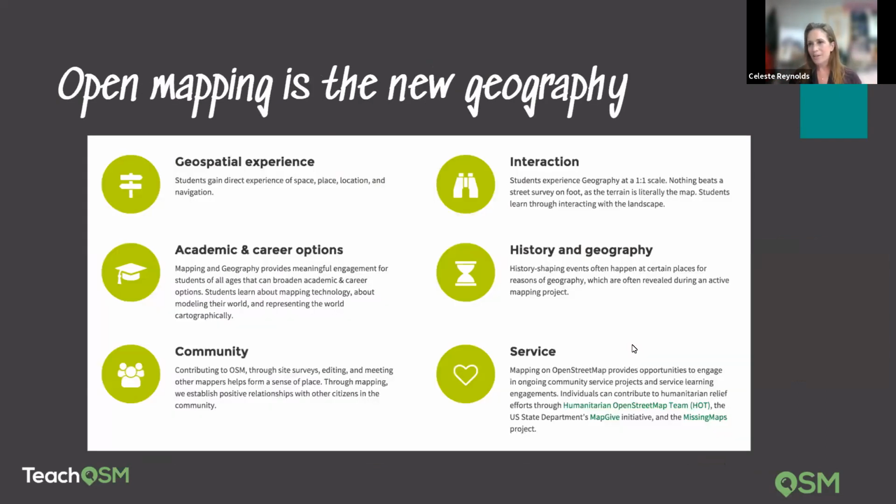And so some people say, you know, I like to say OpenStreetMapping is like this new geography. It helps you think about space, place, and location and navigation. It's letting students think about academic and career options, because people are using this. There are organizations that use this, and I'll talk more about that. It's also introducing them to this global community throughout the entire world that are using it. And they can contribute to those communities sitting from their computer.